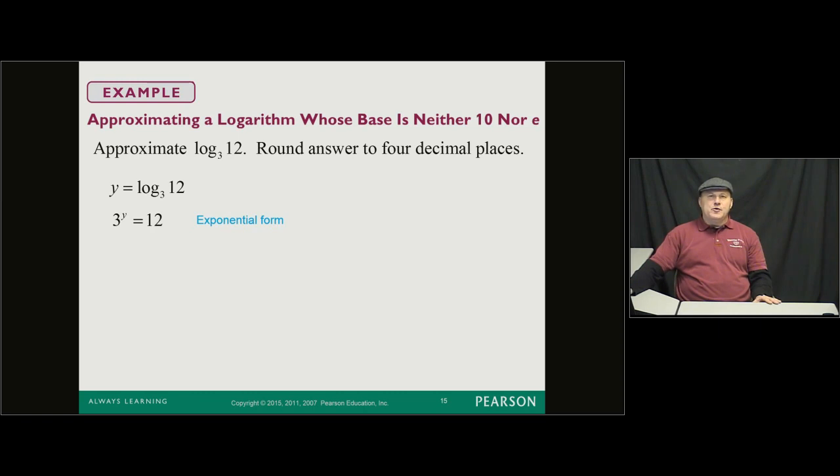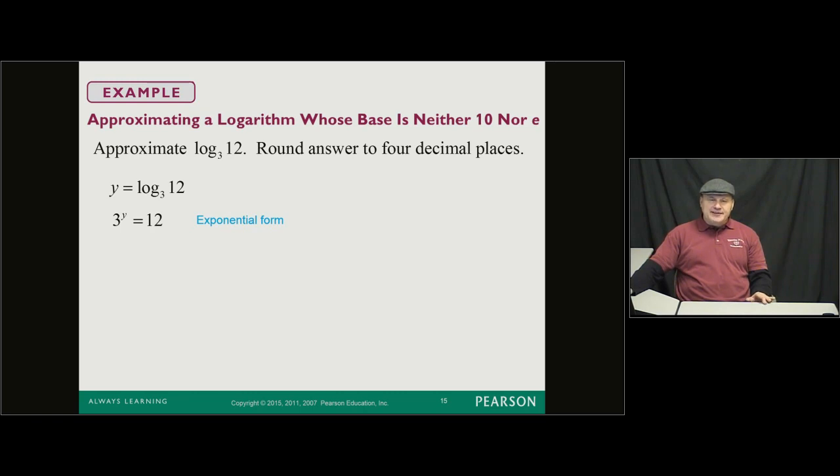Now, you know 3 squared is 9, so you know 2 is too small. 3 to the third is 27, and 27 is a lot bigger than 12. So 2 is too small, 3 is too big, but we know it's somewhere between 2 and 3. That's good to know. But how are we going to get y by itself?